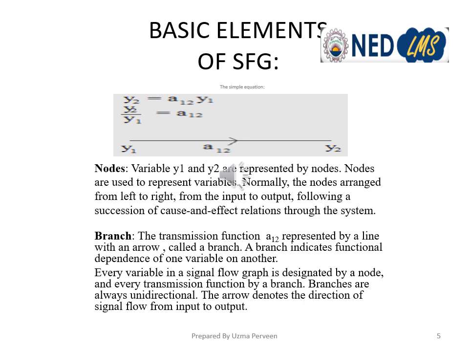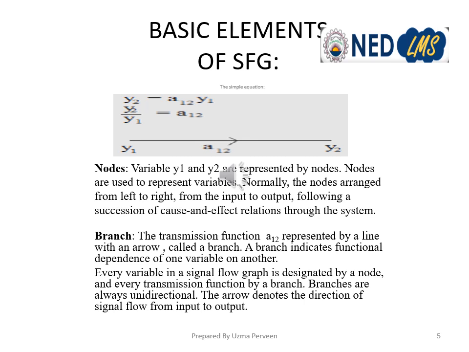This a12 is actually the branch gain, and the branch is always directed from input to output. Here y1 is the input node, y2 is the output node, so the branch is directed from input to output. You can see here the direction of the arrow is from input to output node, that is from y1 to y2. This is called the branch gain. So these definitions are written here.